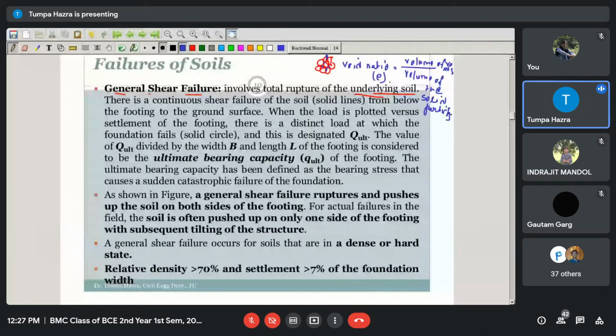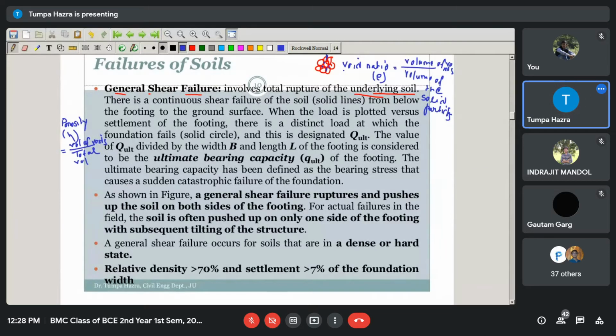And another important parameter is porosity. What is porosity? Porosity is the volume of voids divided by total volume. Total volume means both the volume of the solid particles plus the volume of voids.